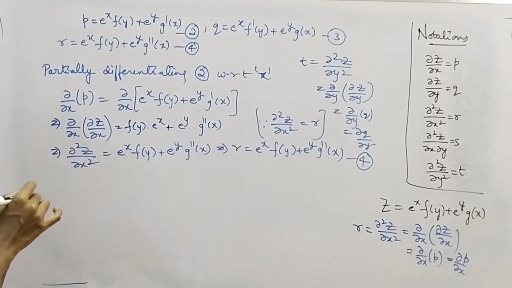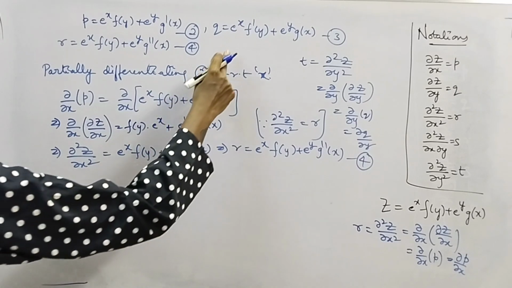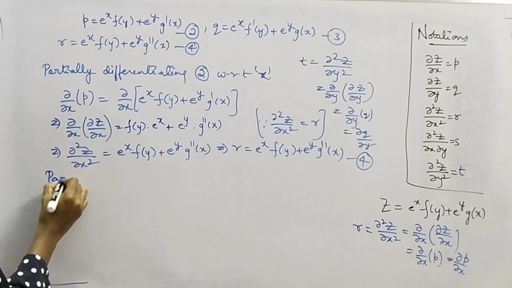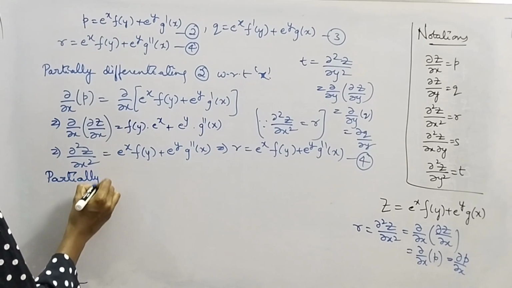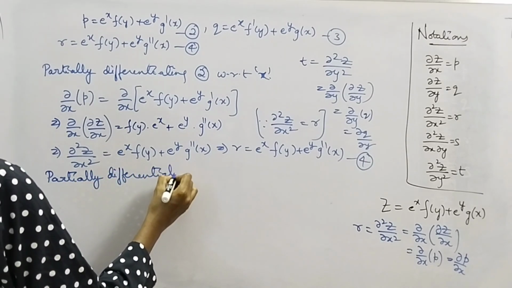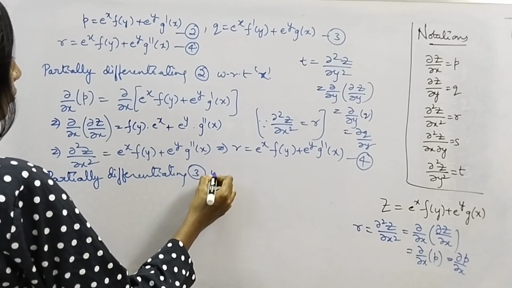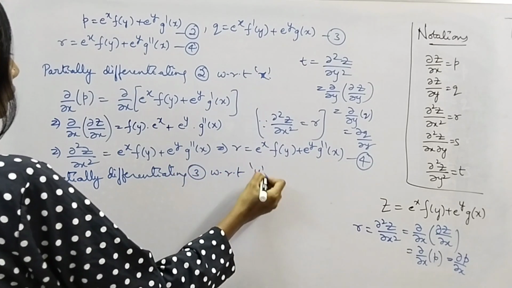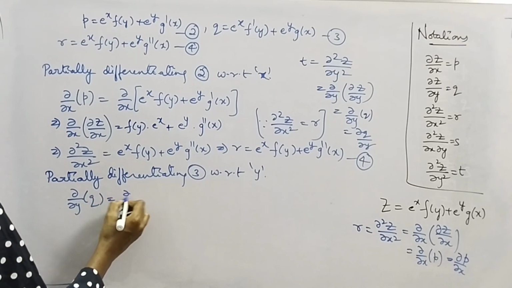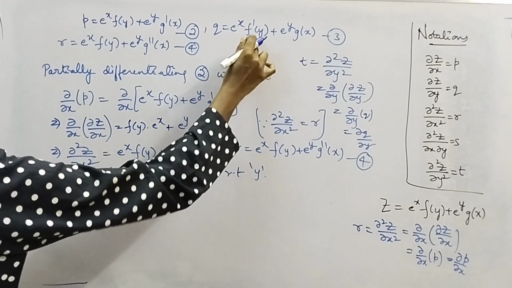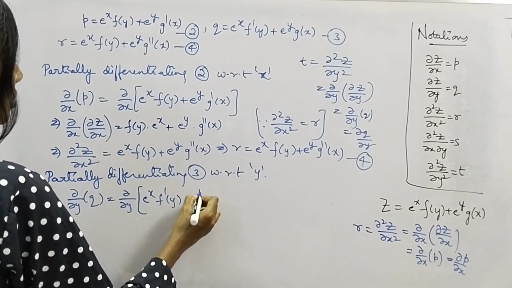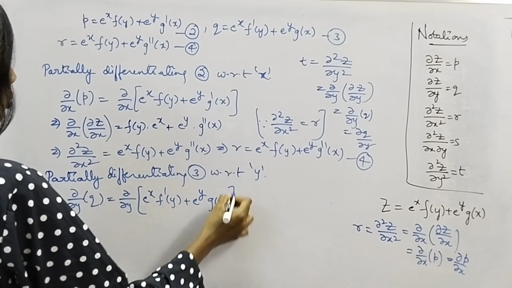Now we need to find t, right? So what I'll do is, I'll partially differentiate this 3 with respect to y. ∂/∂y of q equals ∂/∂y of the RHS part of q, that is e^x f'(y) plus e^y g(x).